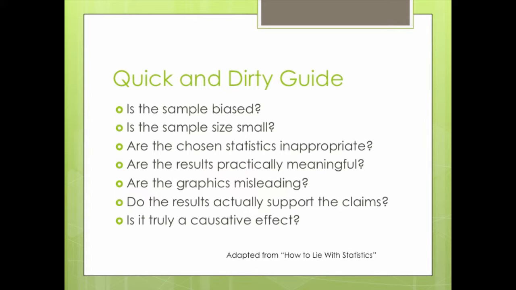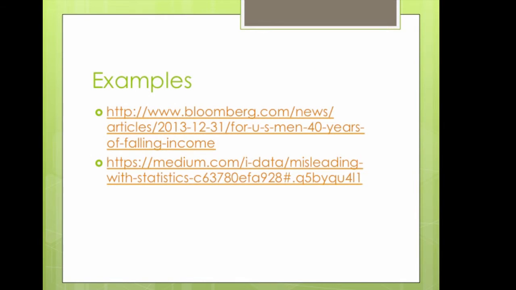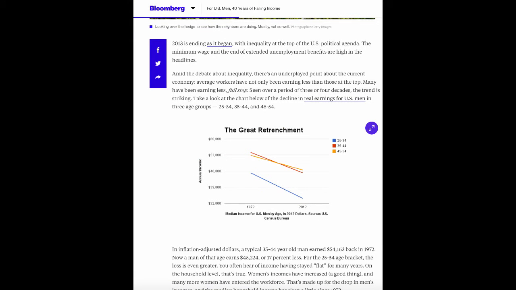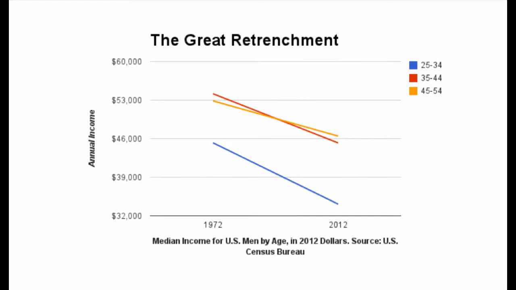And so I thought it would be fun if we went into this. In your handouts, you should have 2 newspaper articles, actually. The first one we're going to look at is this one: For U.S. Men, 40 Years of Falling Income. And so here's the main graph. That's what I want to zero in on.